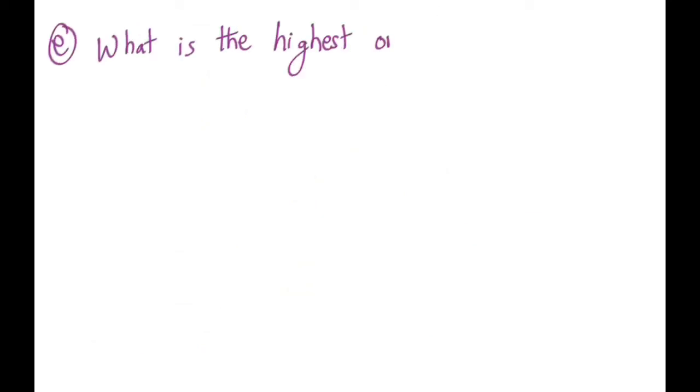Next, what is the highest order possible if lambda is 500 nanometer? Now we can see that the wavelength has changed. So the question is asking you, what is the highest order possible? When lambda was 632.8, we got the maximum order as m equal to 2. Now we have changed lambda and we want to find out what will be the highest order possible.